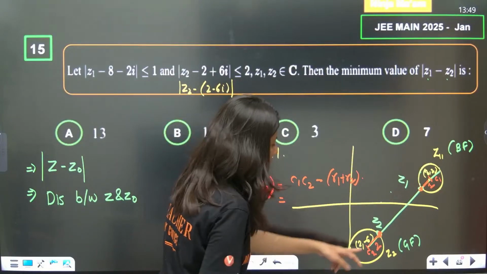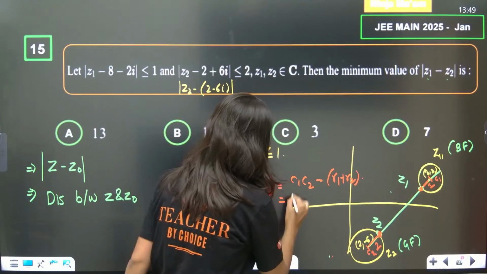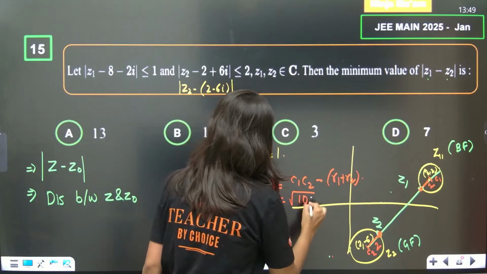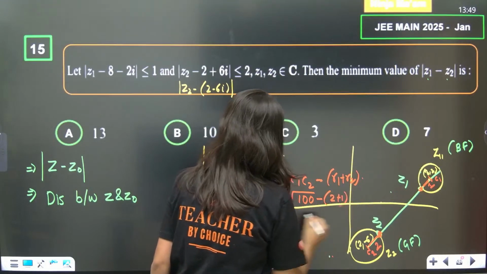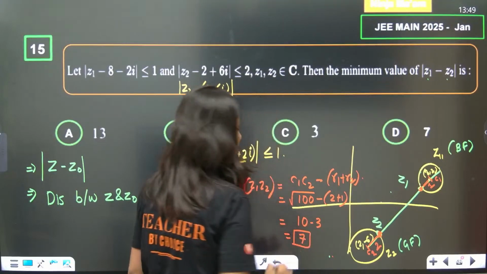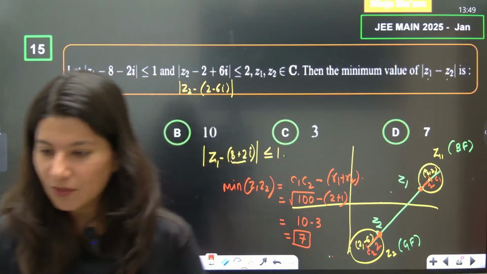C1C2. Now the distance, can anybody tell me? Square root of 36 plus 64, so this is 10, minus 2 plus 1. So this is 10 minus 3, 7. 7 is the minimum distance. Everybody in the chat box got it?